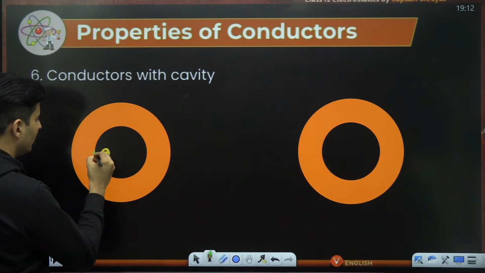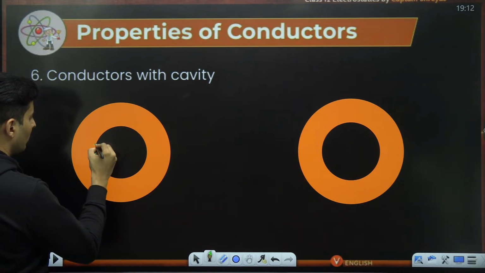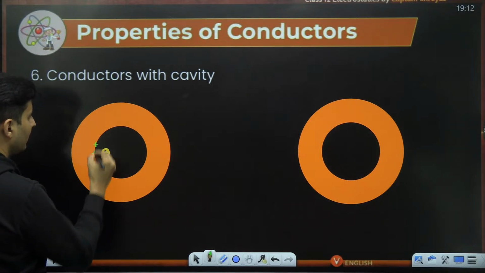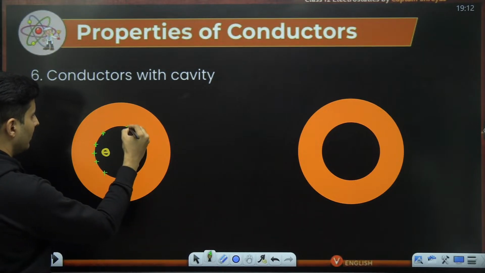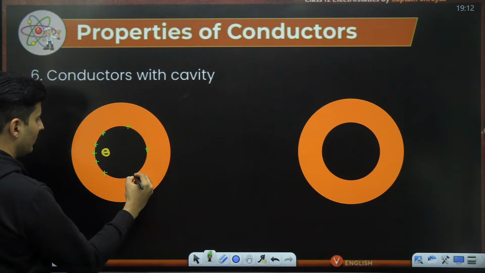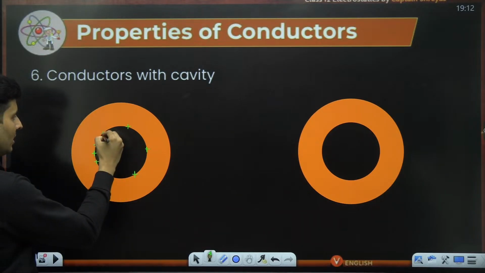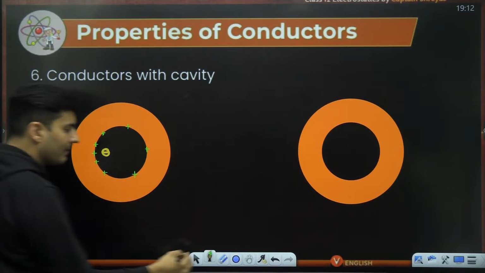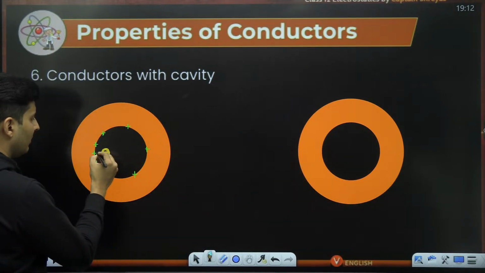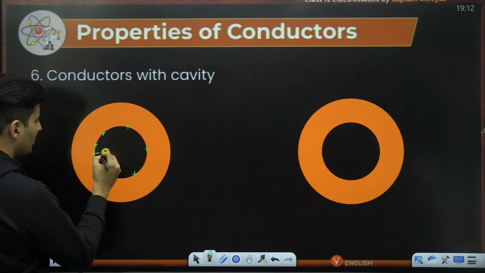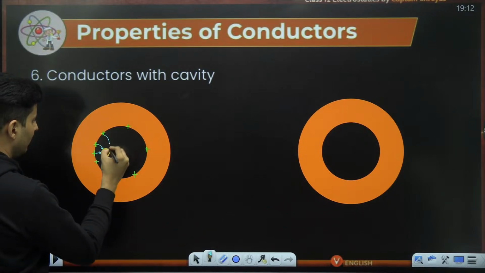So more positives will be here, more positives will be here. And as you go away, the positivity will decrease. Very few positive charges will be there on the other side. Okay. So now, if you ask me how will the electric field lines look like? Well, look at it. It will start from positive and should go to negative. So it will be like this. It will be like this. It will start getting curved.